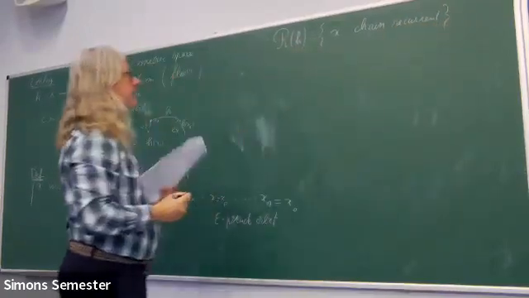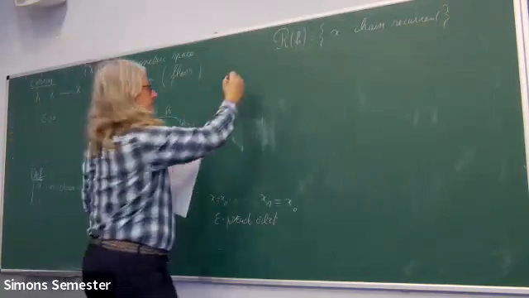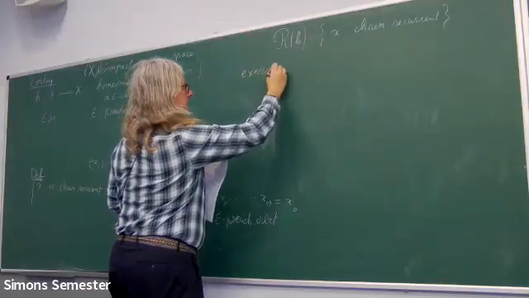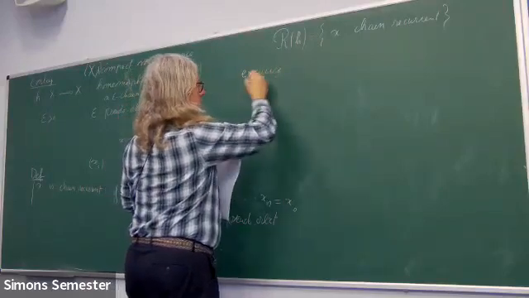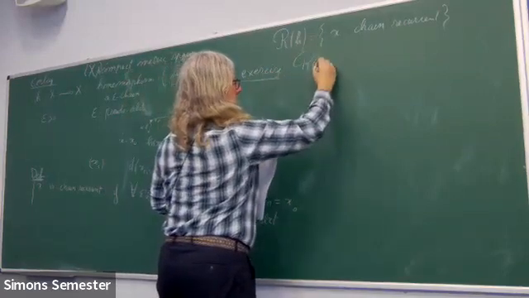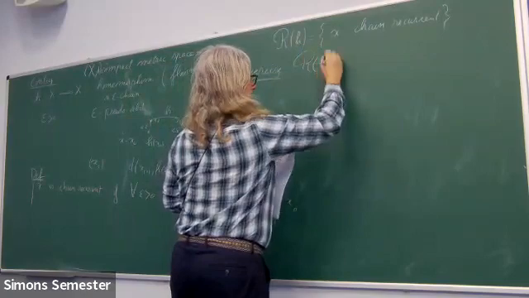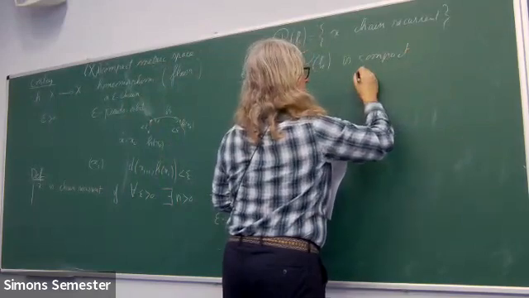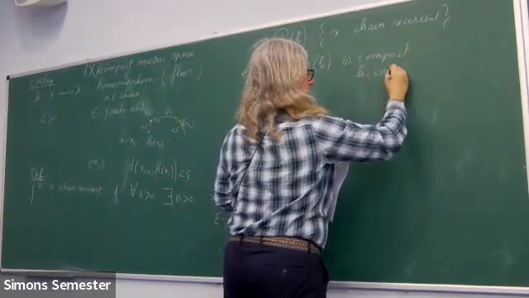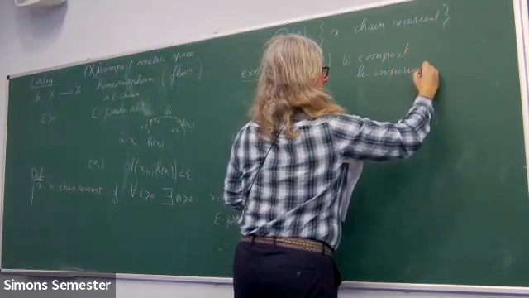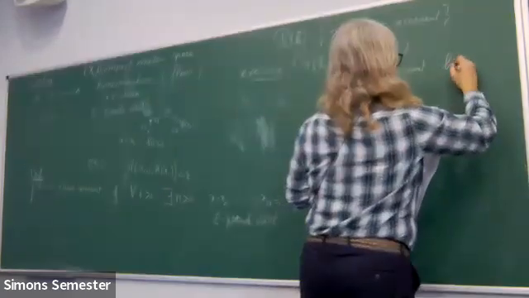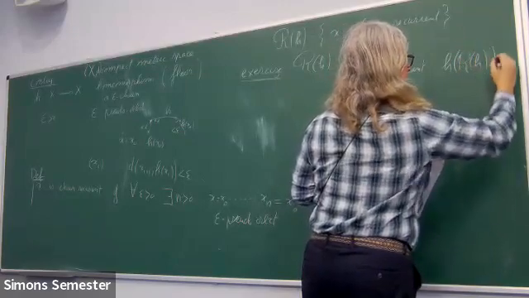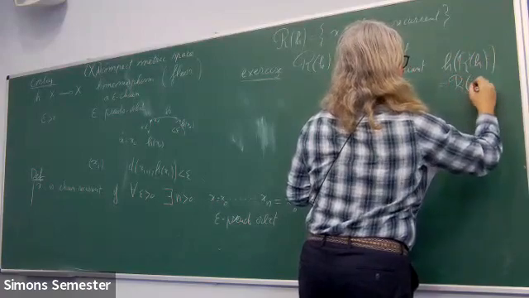Once again, as it is very easy and better to do by yourself, I leave you as an exercise the fact that it is compact and h-invariant. That is, h of R of h is equal to R of h.